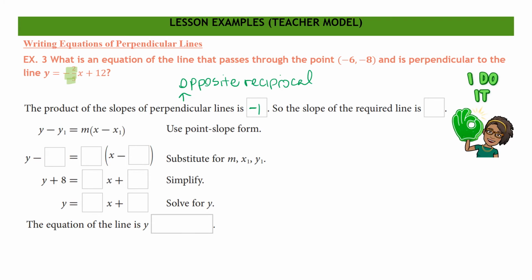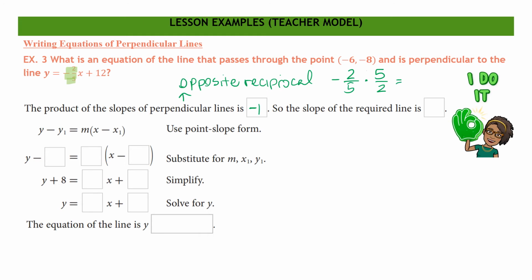Well, we know that perpendicular lines have opposite reciprocals. So that means that the slope of the required line has to be the opposite reciprocal of negative 2/5. And the product, when I multiply these two slopes together, has to be negative 1. So I know the opposite reciprocal of negative 2/5 would be a positive, and if I flip them, 5/2. And we just want to make sure that when we multiply these two together, we actually get negative 1.